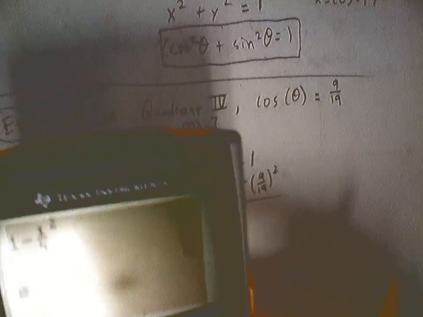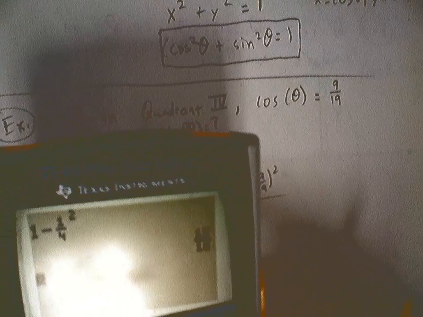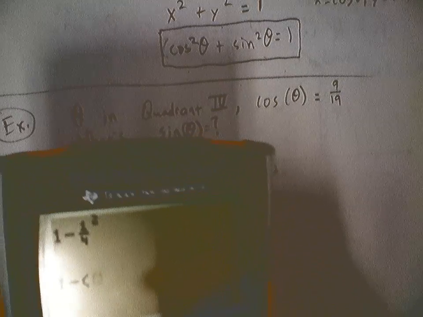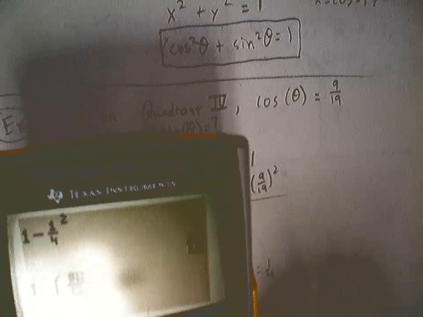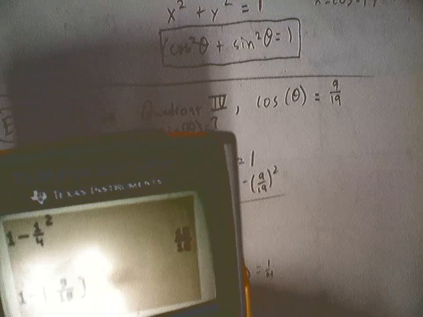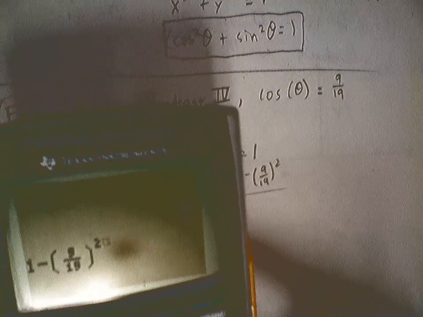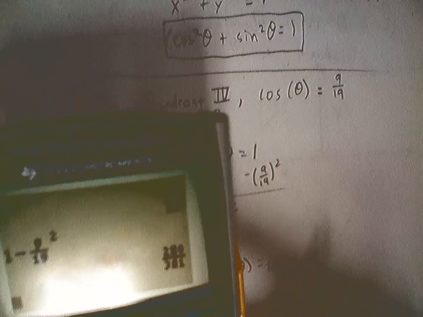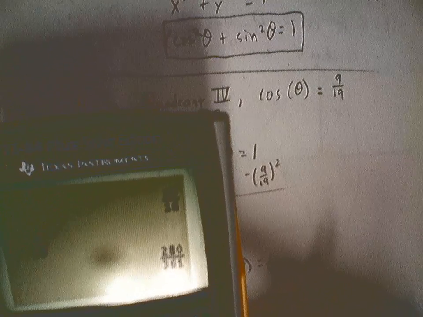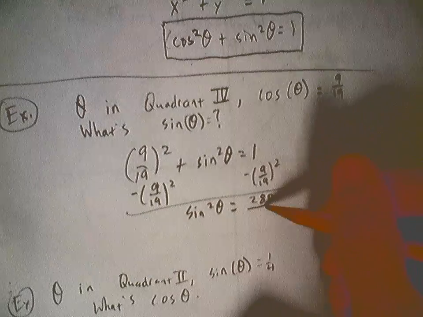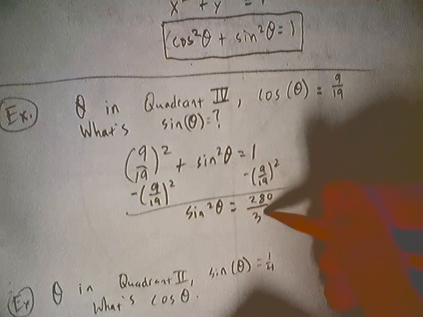and let's see, I'll show you how I do this in the calculator. So I do 1 minus 9 over 19 squared. So I do 1 minus (9/19) squared. Enter. So I get 280 over 361.